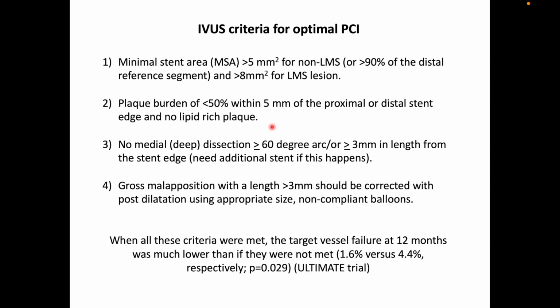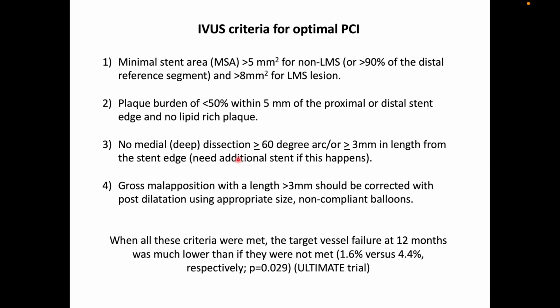The other point is the plaque burden. We just discussed that wherever you are landing the stent, the proximal or the distal stent edge, there are two things that you need to look at. From 5 millimeter proximal or distal to the stent edge, the plaque burden should be less than 50%. So it should be less than 50% stenosis there, and it should not be lipid rich core. The lipid-rich cores or more than 50% plaque burdens need to be covered in the stent. You can't leave your stent edge close to that.